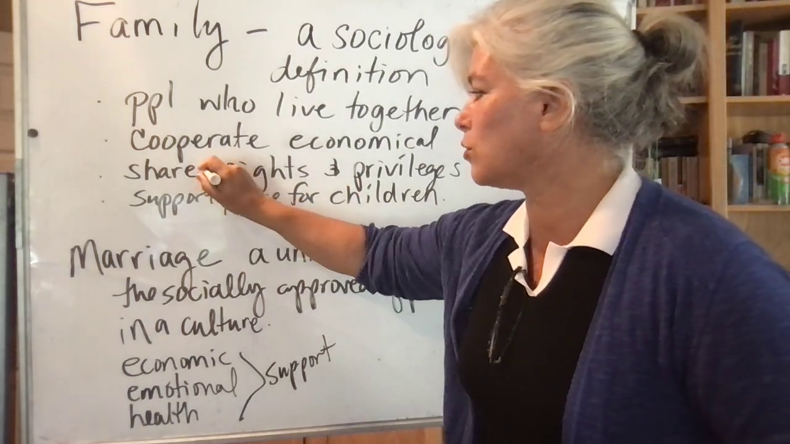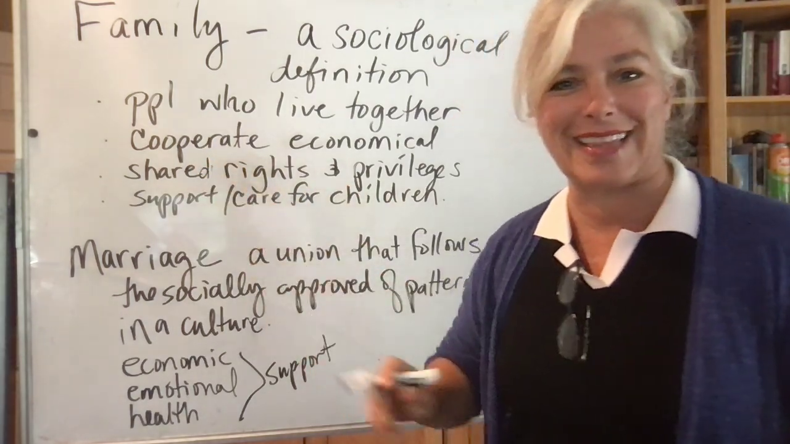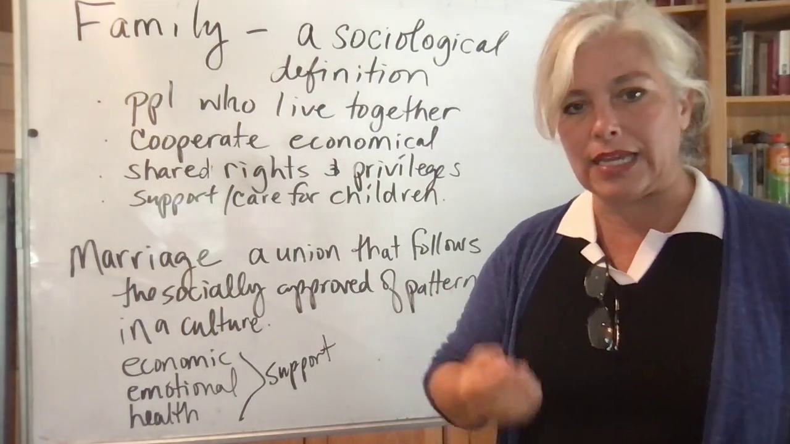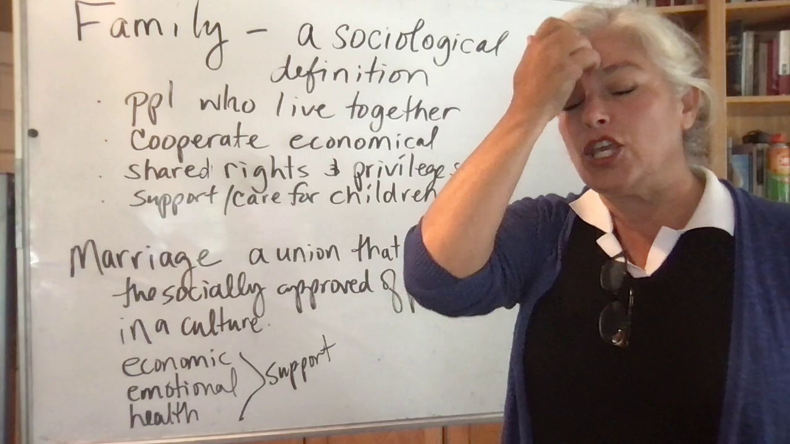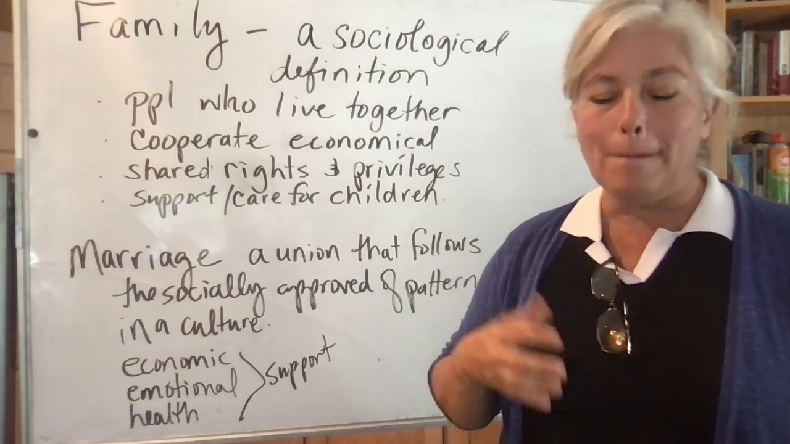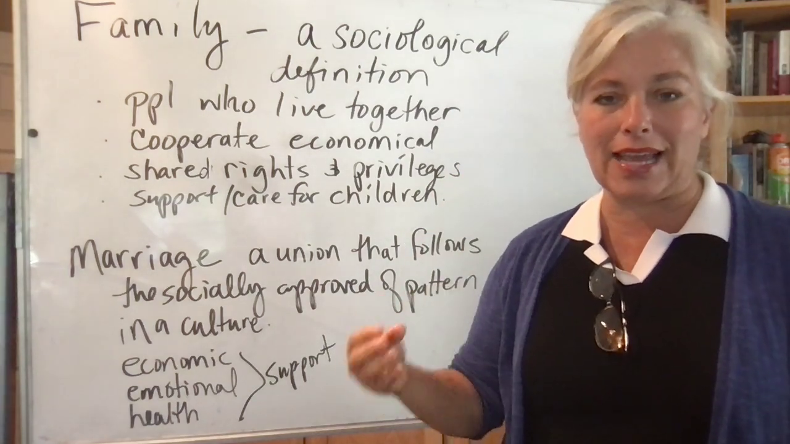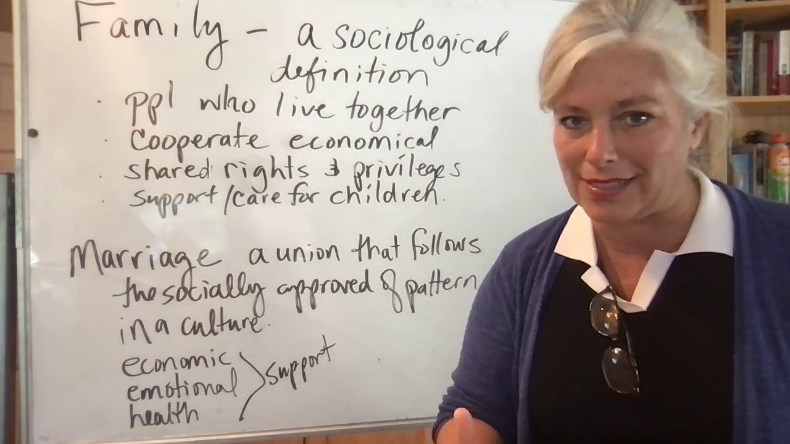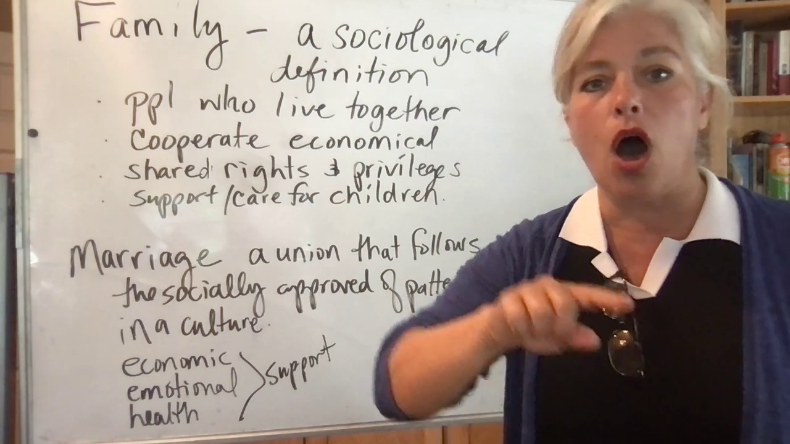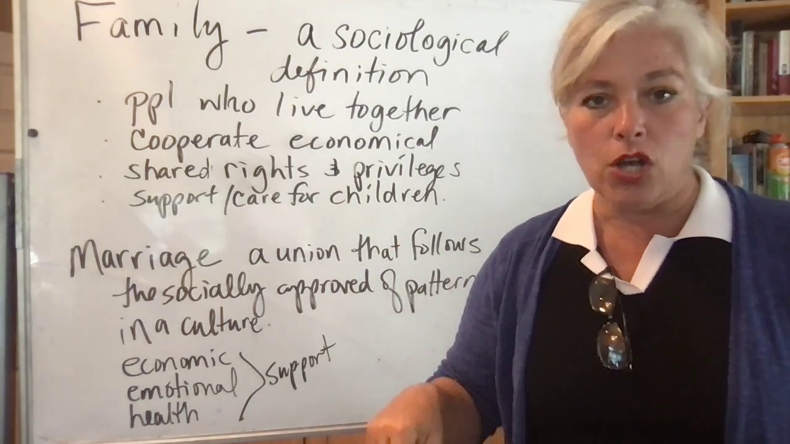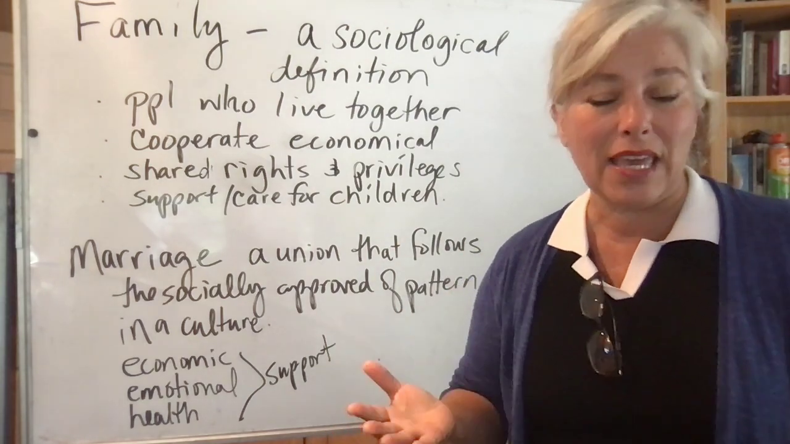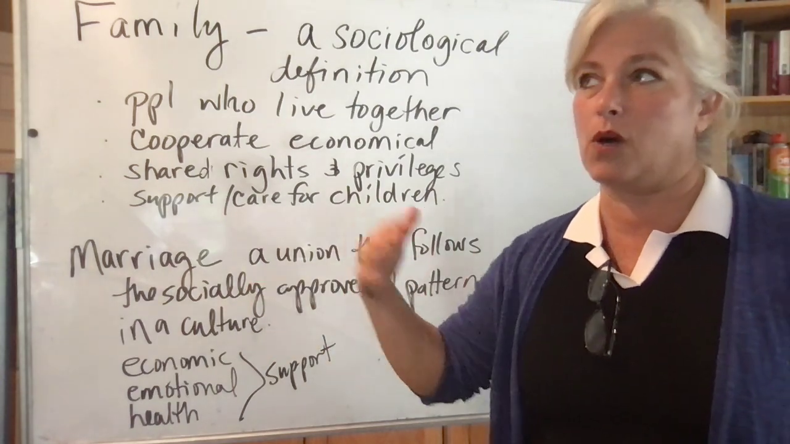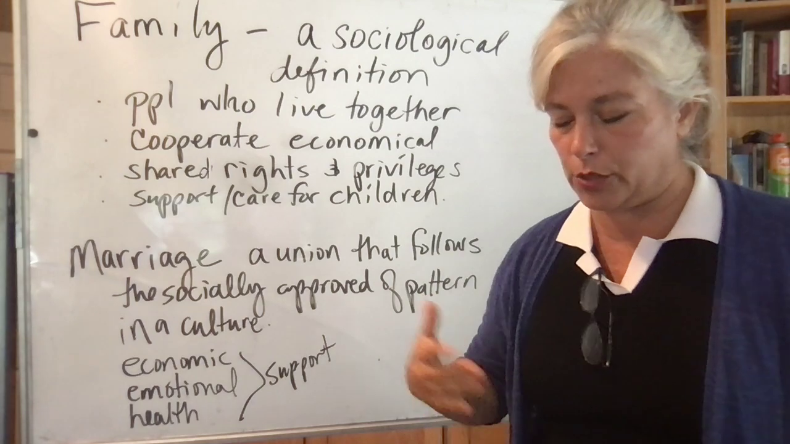I don't know if I intended to write share, but I'll put shared. I'll correct that and say shared rights and privileges. A family is a unit of people who, by design and society, have legal rights or expected rights and privileges over the other people. So for instance, if this has to do with marriage in our society, so I will link this to marriage.